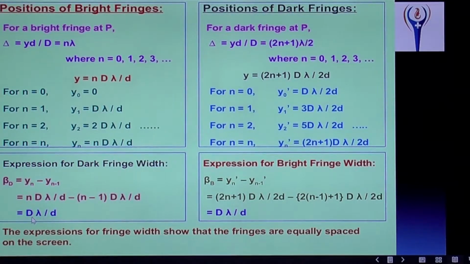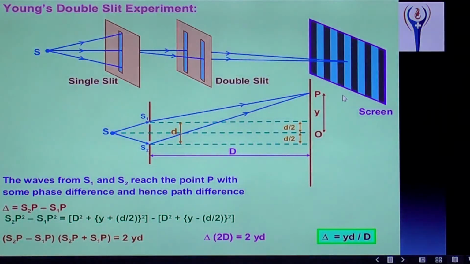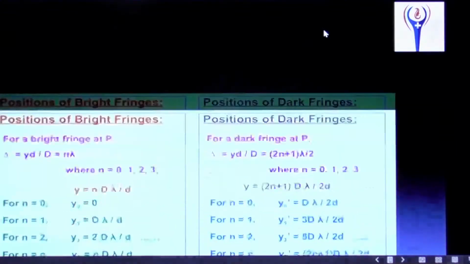What is capital D? Capital D is the distance between the coherent sources and the screen. Small d is the distance between the two coherent sources. And beta is the fringe width or bandwidth. What is fringe width? It means the distance between two successive bright bands or dark bands. See the previous year's figure: the distance between two blue colors, or the distance between two dark colors, is the bandwidth or fringe width.